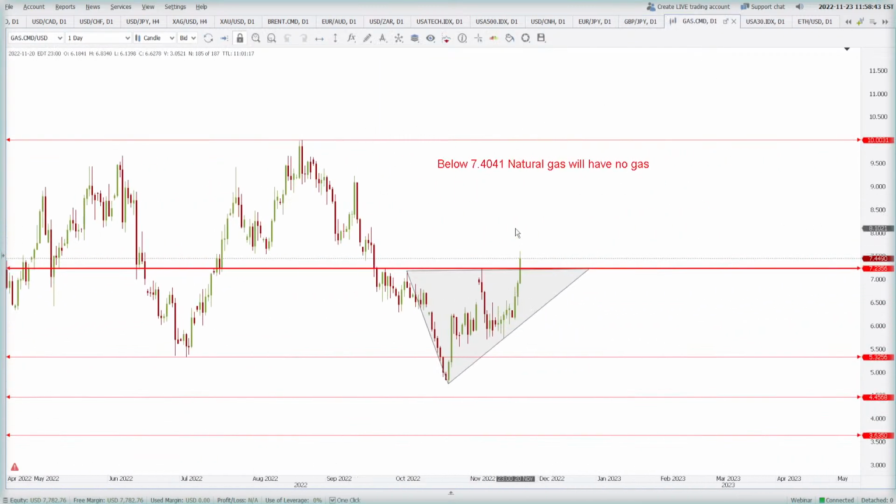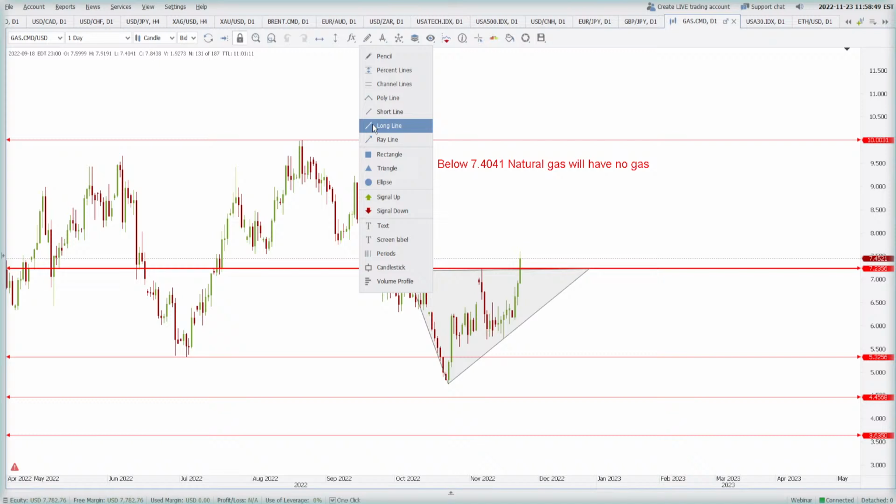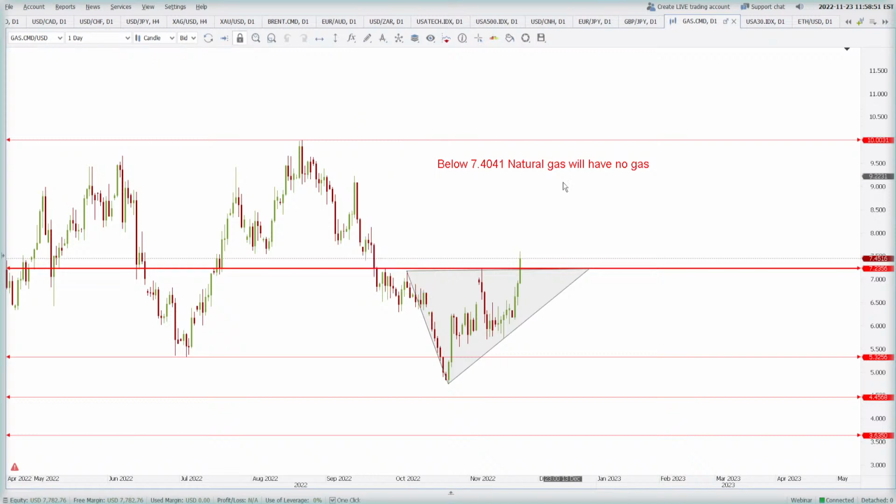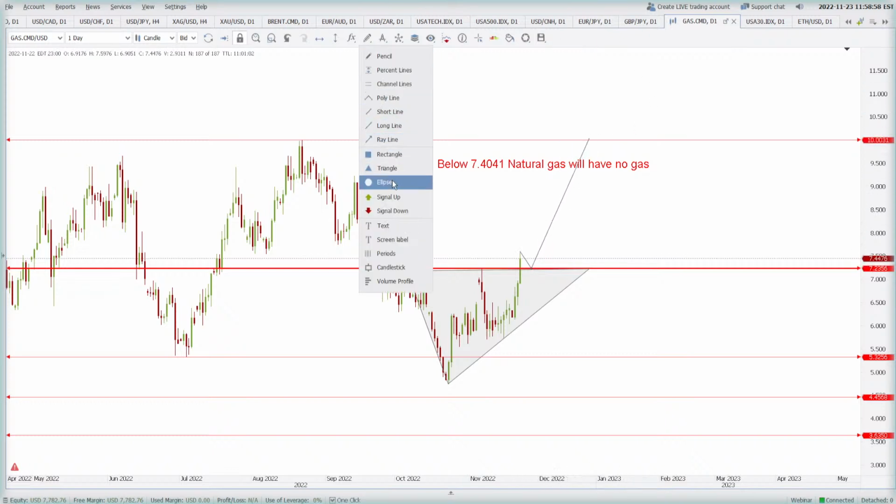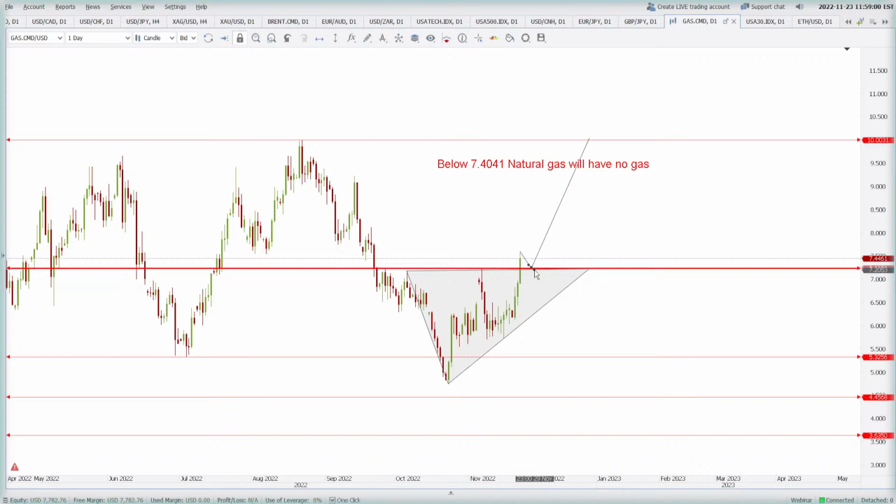Gas has broken above the ascending triangle. Now when this type of pair breaks and closes a day higher than that, what we expect is something like this. Okay, and this is what we trade. This is what we like to trade.